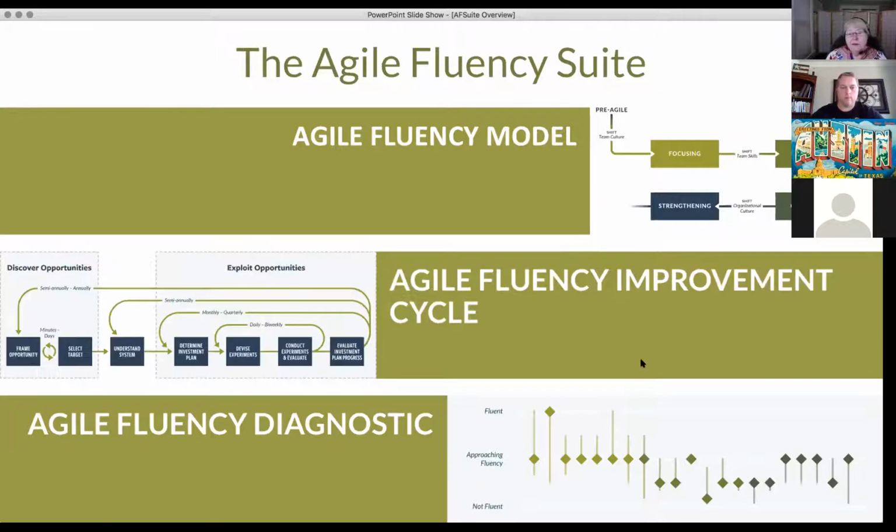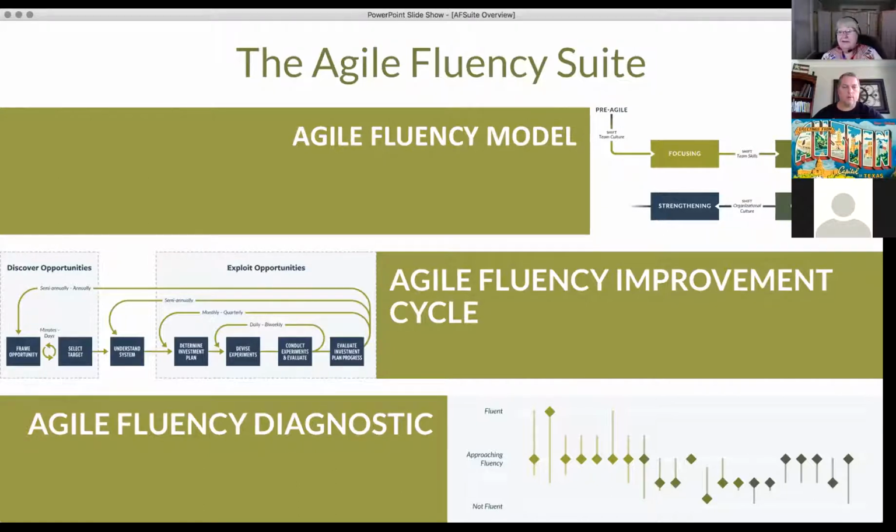And then we began working with experienced coaches on how to use the diagnostic. And then we realized that we needed to put that in context. So we created the Agile Fluency Improvement Cycle, and that's what's described here. If you have questions about that, we can talk more about that in a moment. So that's the Agile Fluency suite. These are the three main parts of it.